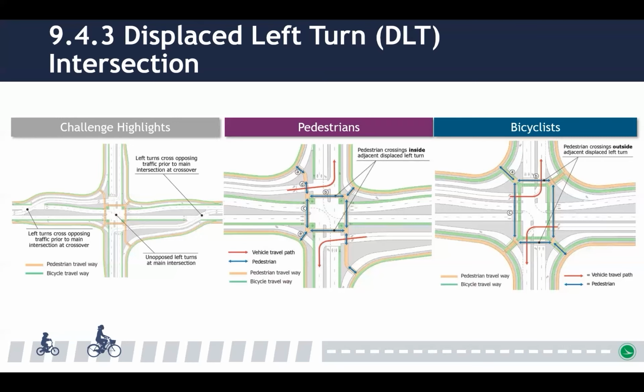For on-street bicyclists, an inside crossing with two-stage left turn boxes might be preferred. The outside crossing does not often provide a convenient or comfortable location for a two-stage left turn box between the through movement and the displaced left turn movement. Bicyclists can also be accommodated on a shared use path and cross with pedestrians in both outside and inside crossing options, as shown in the figure for both pedestrians and bicyclists.